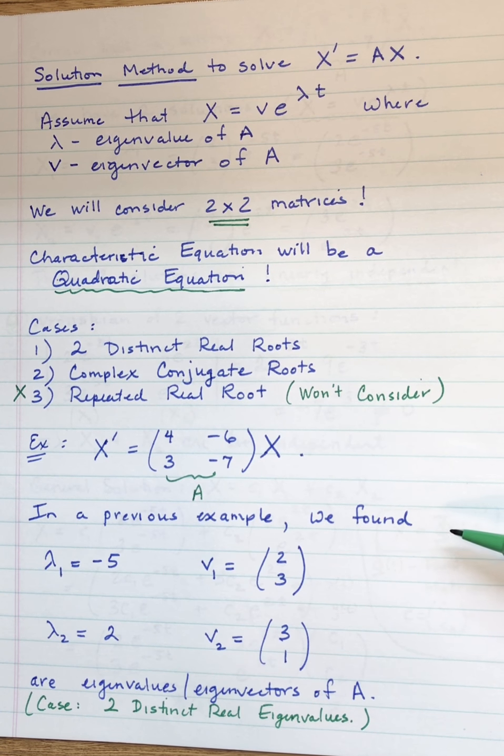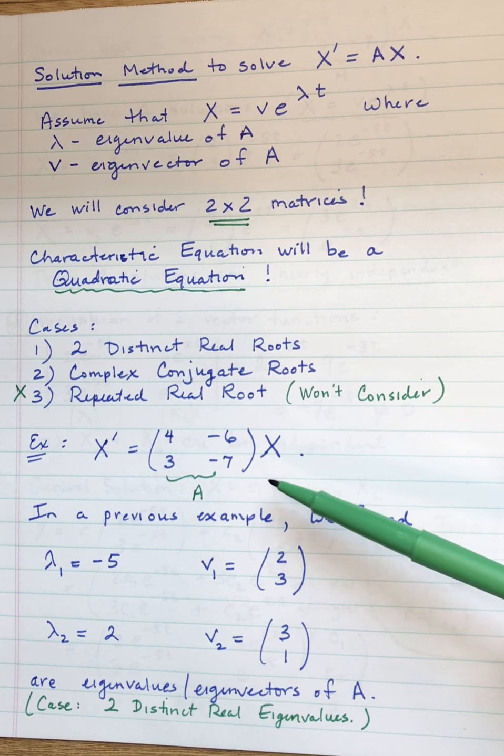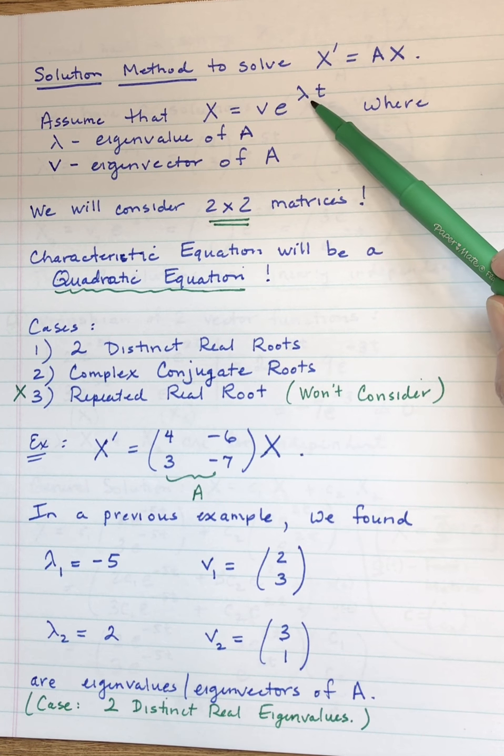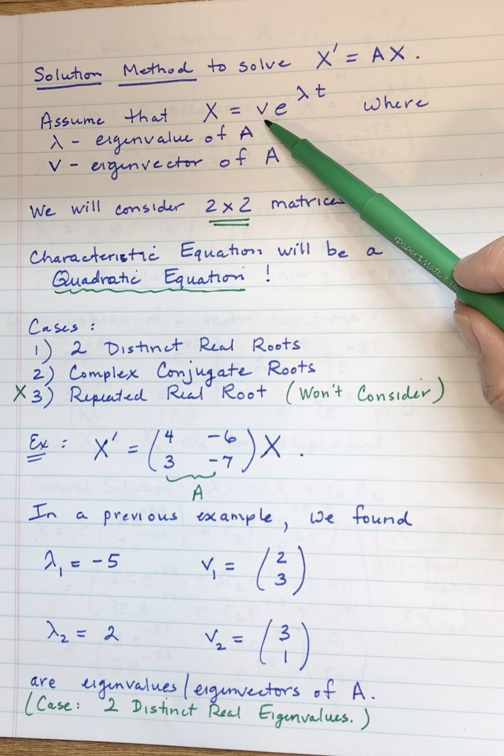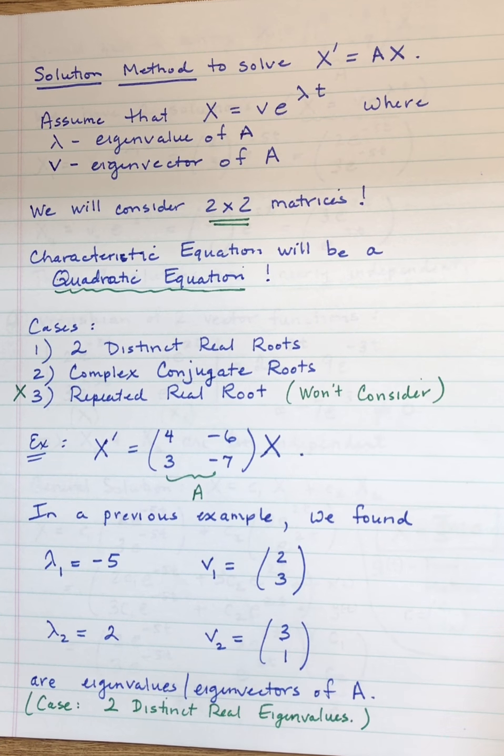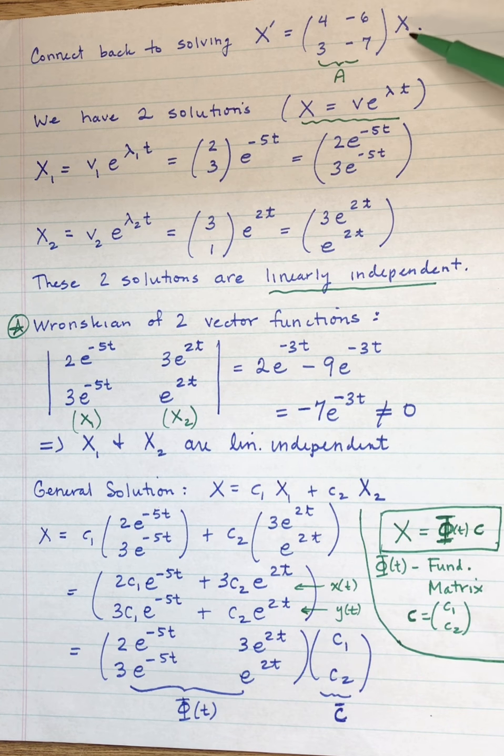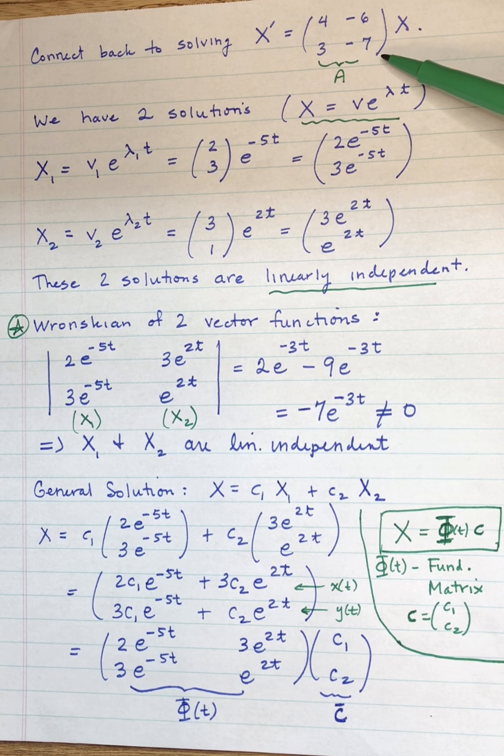Now in a previous example, a few times back, we found the eigenvalues and eigenvectors for this matrix A. The eigenvalues were -5 and 2, and these were their corresponding eigenvectors. And again, we have 2 distinct real eigenvalues here. So this is the form of the solution. For each lambda, we have a vector, so we'll have 2 solutions. So this is the easier of the cases. So we're solving this system where A is given.